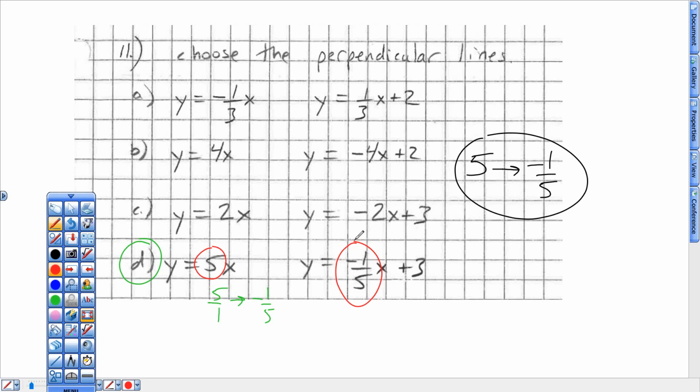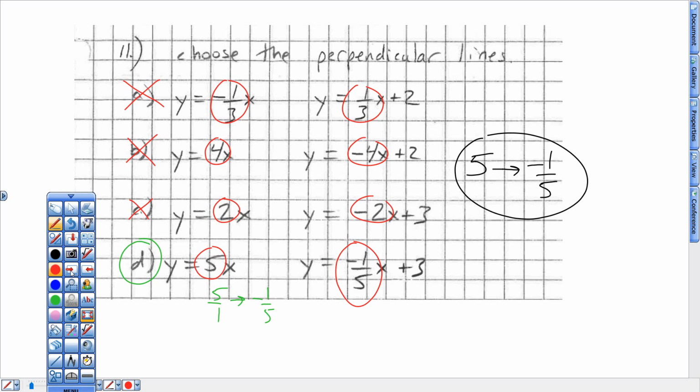This one is just opposites, not reciprocaling. This one is just opposite numbers, not reciprocaling. This is just opposite, not reciprocaling. I need a flip-flop and opposite. Opposite reciprocal, so only D.